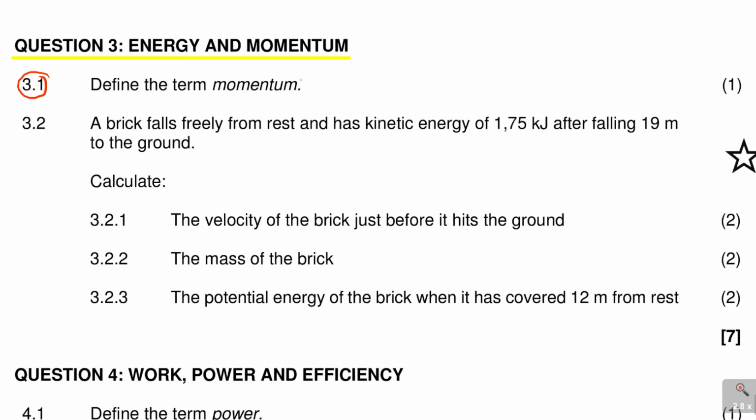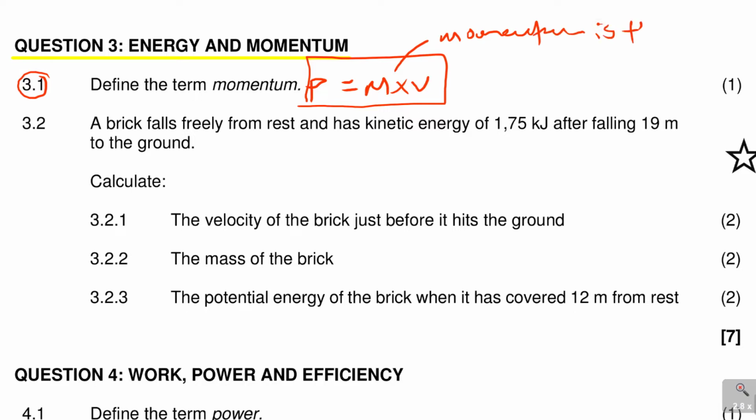How do you find momentum? Momentum, if P was momentum, is M times V. That's the formula for momentum. So if you are defining it, you're going to say momentum is the product of mass and velocity. Okay, so this is the definition of momentum. So that is that. Now it says 3.2, that's the next question.